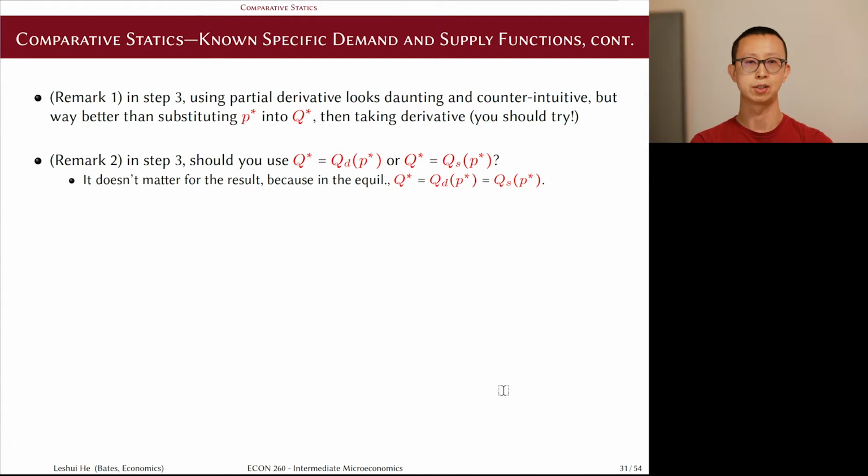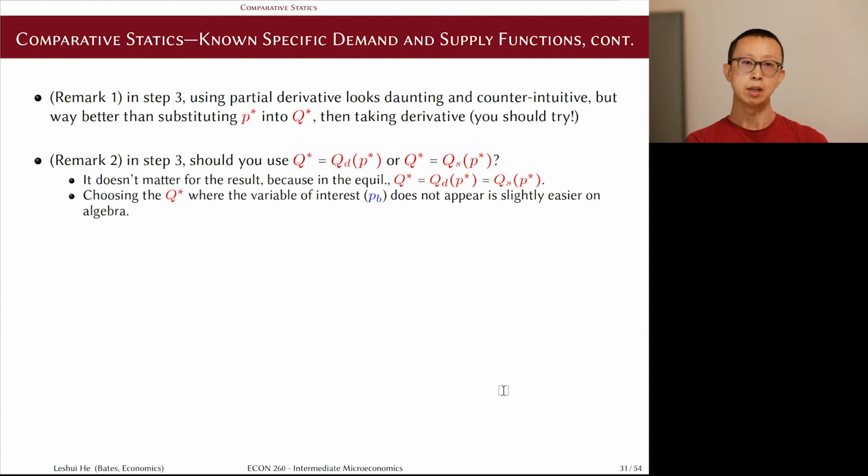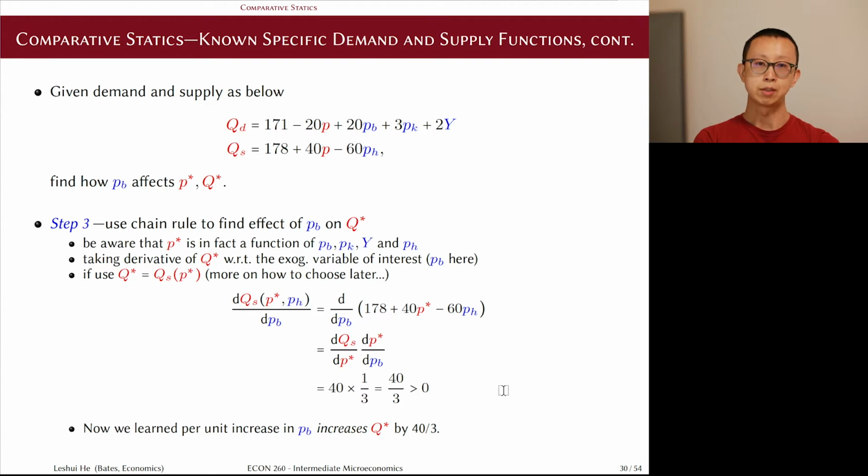You might look at the analysis we've just done and ask the question, why did you pick the supply function as opposed to the demand function? Well, my answer is that it really doesn't matter for the end result, because in equilibrium the quantity is the same coming from demand or supply as long as you use the equilibrium price. However, there is an added level of simplicity if we use the supply function. And the reason is that if you look at the supply function here, the price of beef does not move the supply function itself. The only way that it transmits into the equilibrium quantity is by moving the equilibrium price.